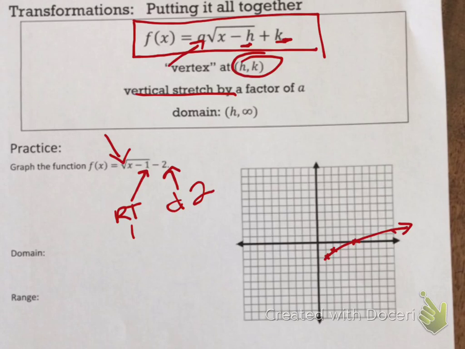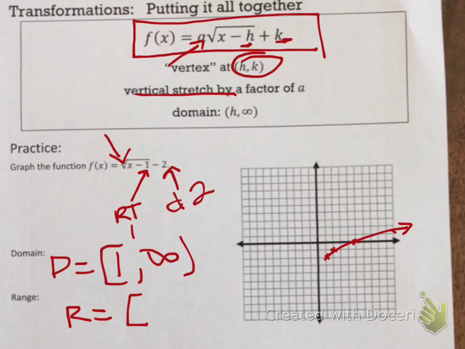If I'm going to list the domain and range of that, my domain starts at 1, because how far left does it go? It goes to 1. How far right does it go? It goes to infinity. My range is how low it goes to how high it goes, and it starts at -2 and it goes to infinity.